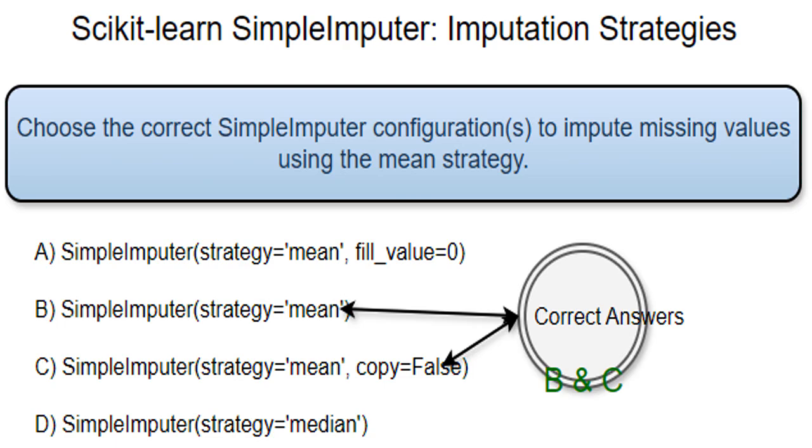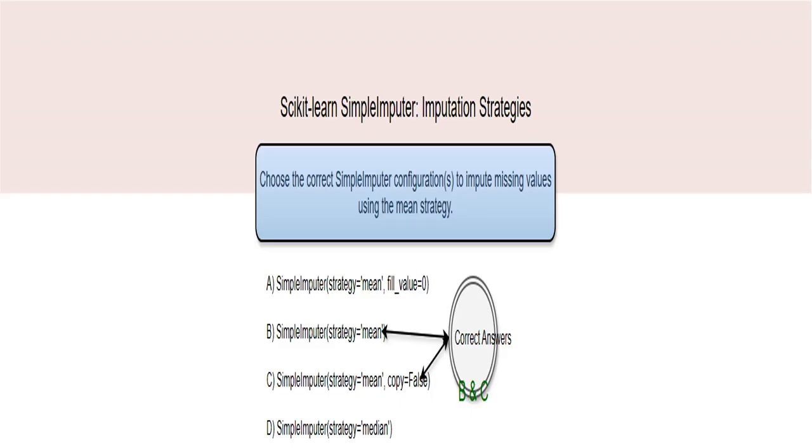using the average, mean, of each column. This problem tests our understanding of its parameters. This option sets the imputation strategy to mean, meaning it will use the average. The fill_value parameter is normally used when the strategy is constant to specify a fixed replacement value. Here, it's unnecessary for using the mean. It doesn't cause an error, but it's extra.